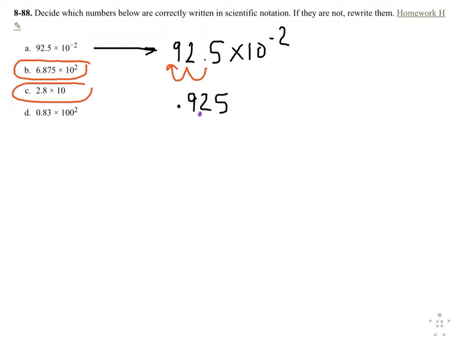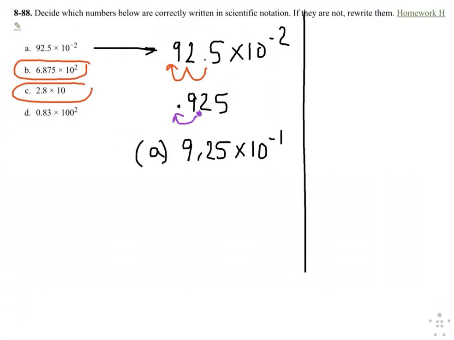So I could put it here at 9.25 and then count to the left 1 space to get it back where it was. So this number becomes 9.25 times 10 to the negative 1 because we had to move it back 1 to get back to 0.925. Okay, and D, so that was A, right? And B and C are already in scientific notation.